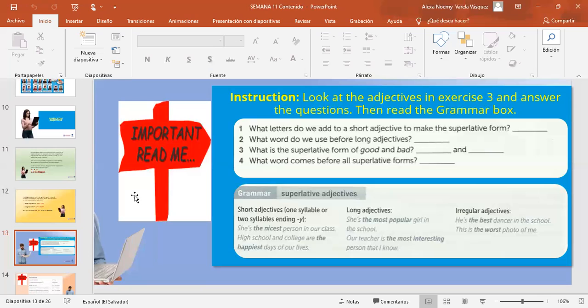In the grammar books, we have short adjectives that are one syllable or two syllables ending in Y. We change the Y for the I, okay? And then we have EST as usual, okay?